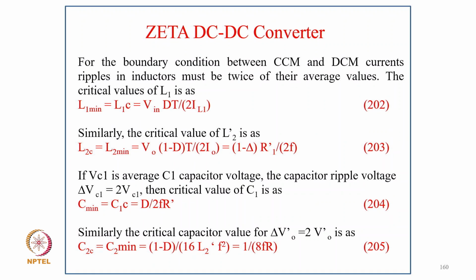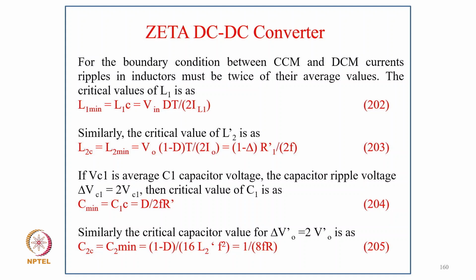And for the boundary condition between CCM and DCM, the inductor current must be twice the ripple. So L minimum, that is L1 critical, equal to V in dt upon 2 IL1. Similarly, the critical value of L2 dash equal to V0 1 minus dt upon 2 I0, that is equal to 1 minus d R1 dash divided by 2F.